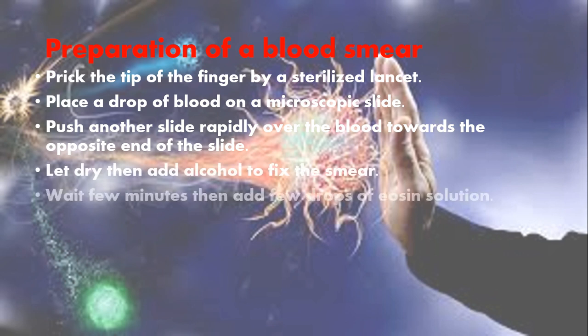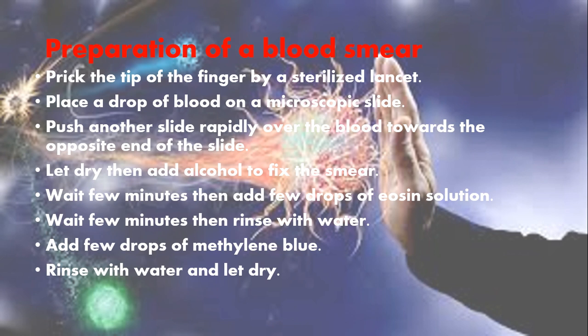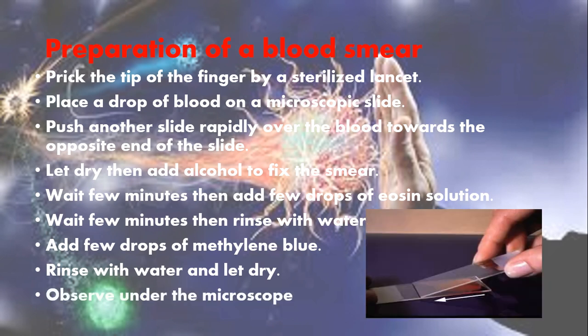Then you let it dry and add alcohol to fix the smear. You then wait a few minutes before adding a solution to stain the red blood cells, of course. And then you also wait another few minutes before rinsing with water, then adding drops of methylene blue in order for you to stain the white blood cells. And then you rinse with water, let it dry, and you observe under the microscope.